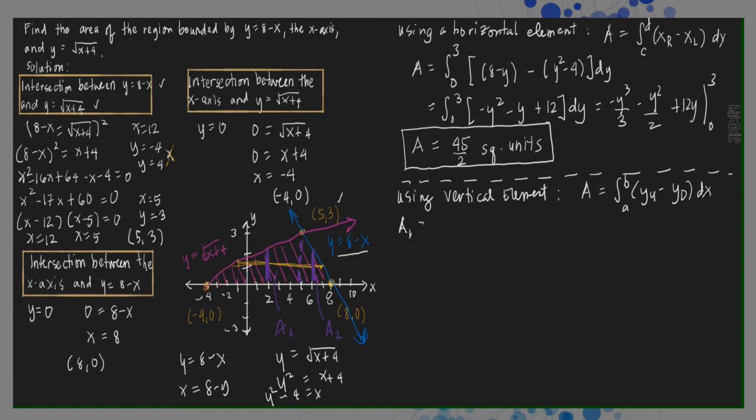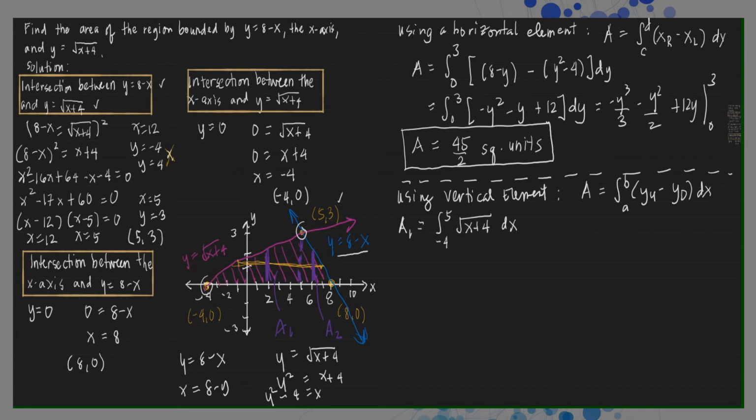So for A1, y up will be square root of x plus 4 and y down is 0, so we don't write that anymore. We just put in dx, and our limits of integration will be negative 4 to 5. Negative 4 because the leftmost x-coordinate of our region is negative 4, and the rightmost x-coordinate of the region is 5. So this will be from negative 4 to 5.